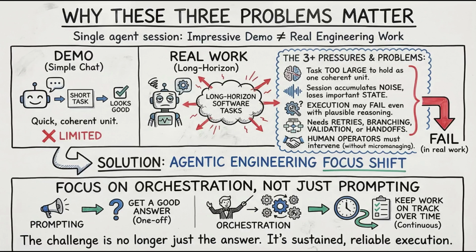This reality is driving a massive shift in how we build these systems. Agentic engineering is no longer just about writing the perfect prompt. Today, the focus is increasingly on orchestration. The true challenge we face is no longer simply how to get a good answer from a model, it is how to reliably keep complex, multi-step work on track over time.